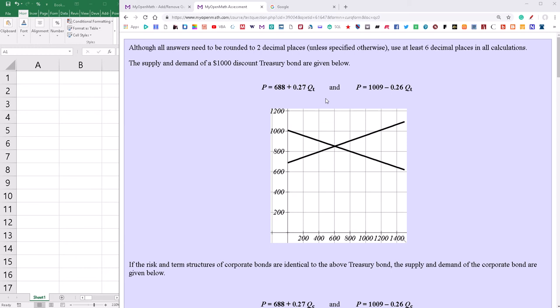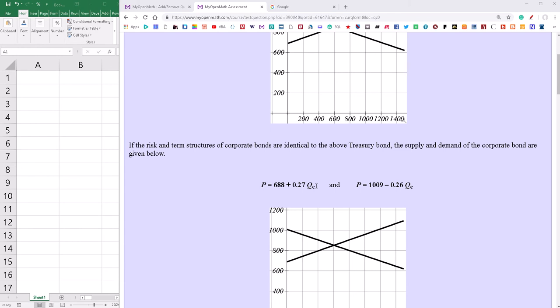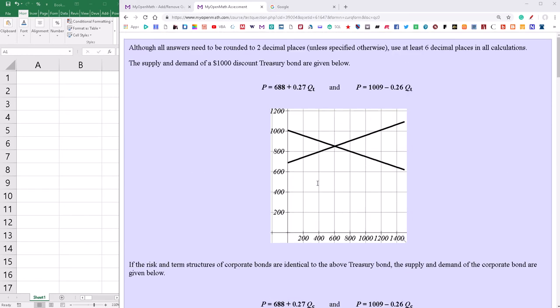So if these pieces of paper that are issued by a government are identical in all aspects to paper issued by a really large corporation, then they're going to end up having the same price and the same demand curve. If they're identical with respect to default, liquidity, tax status, then they'll end up having the same prices. But then later on in the problem, we're going to introduce the risk structure, like, for example, default risk.